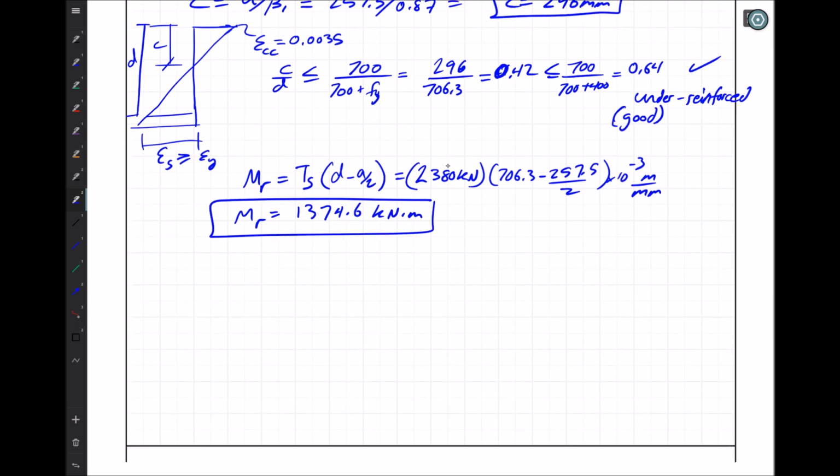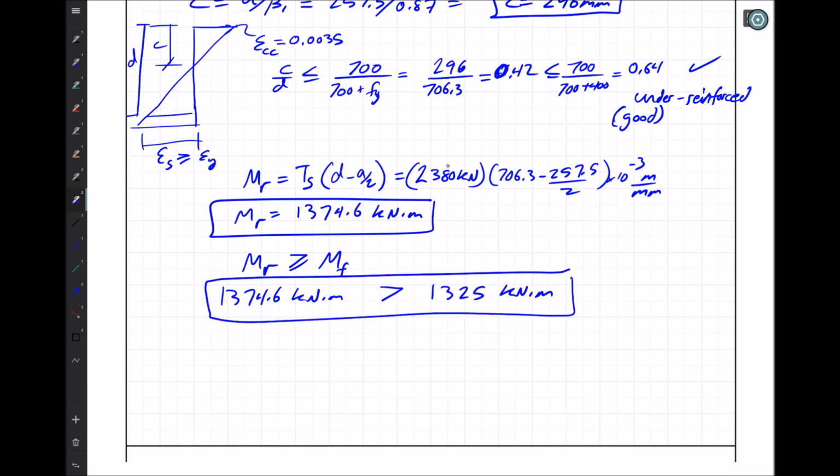And of course, limit states makes us ensure that MR has to be greater than or equal to MF. 1374.6 kilonewton meters is indeed greater than 1325 kilonewton meters. Therefore, we are good for moment resistance. And we've got a beam that so far is able to withstand everything we need that we throw at it.